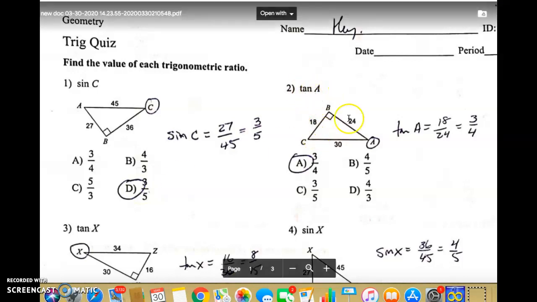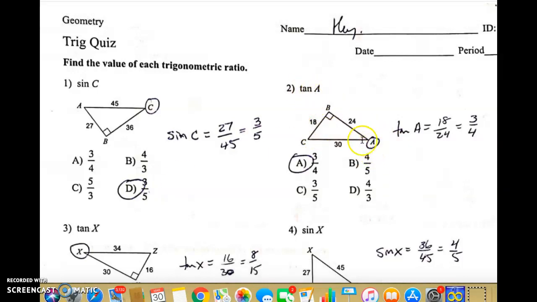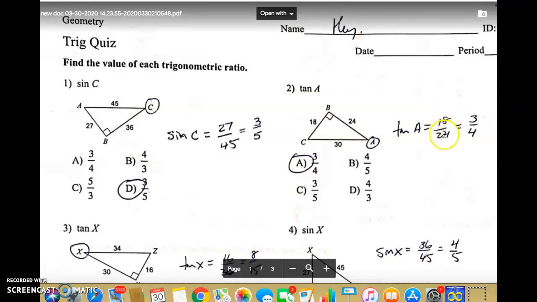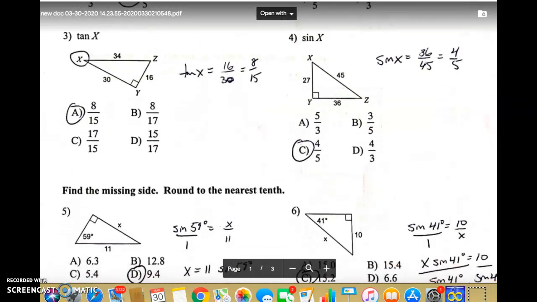So 2, tangent of A. Again, A is your reference point. Tangent is opposite over adjacent, so 18 over 24. Reduce both of those by 6, which gives you 3 over 4. So it's all about finding the side lengths and reducing, simplifying.